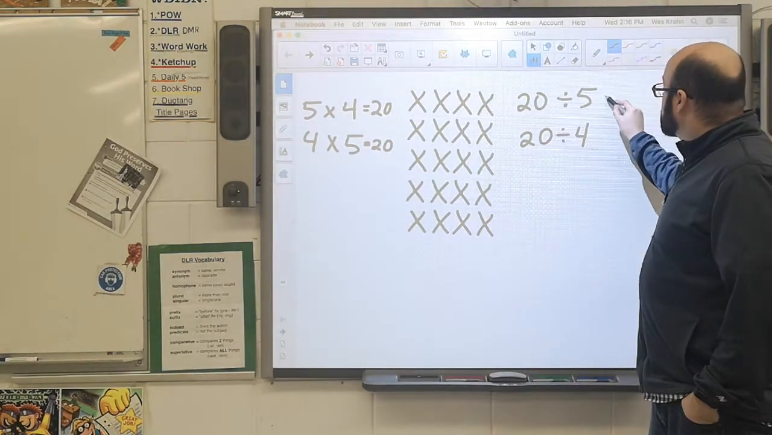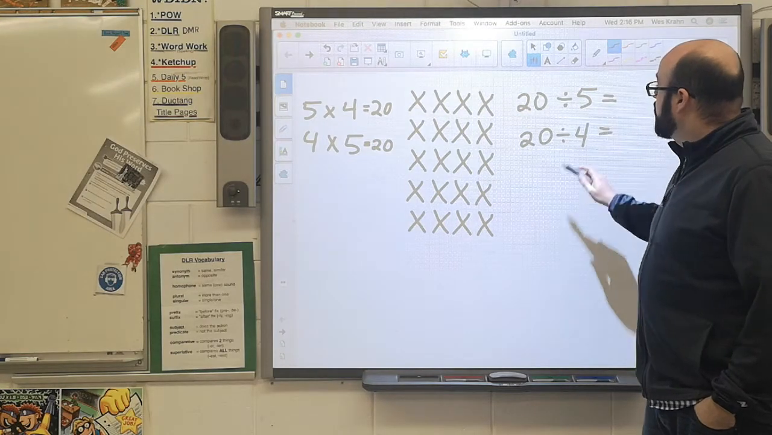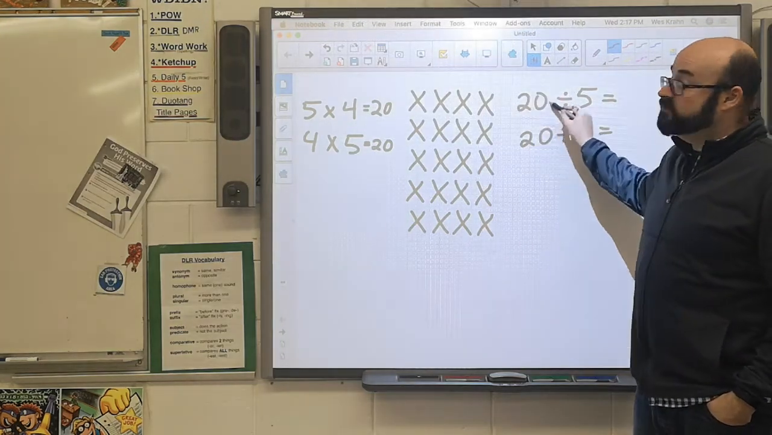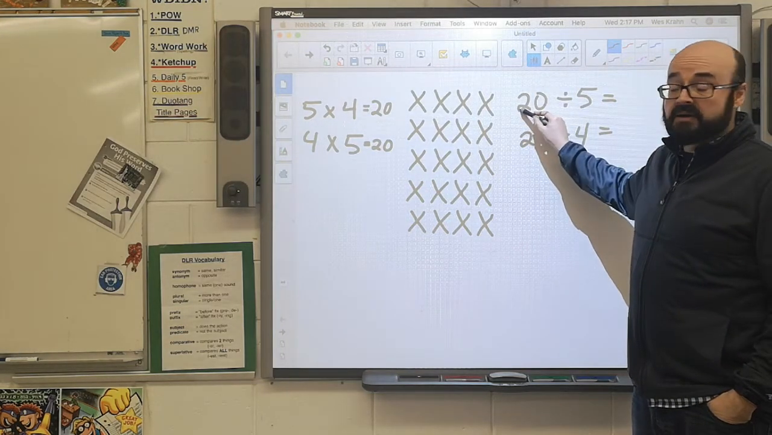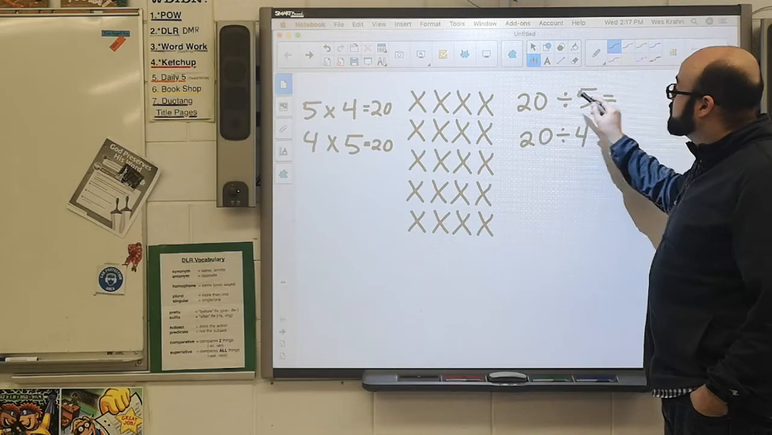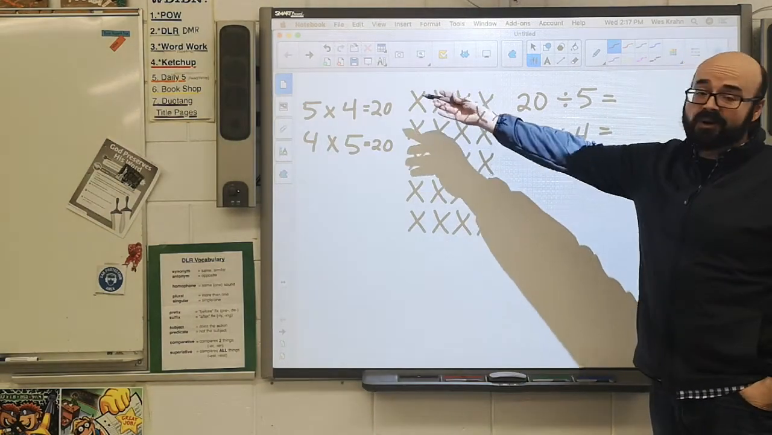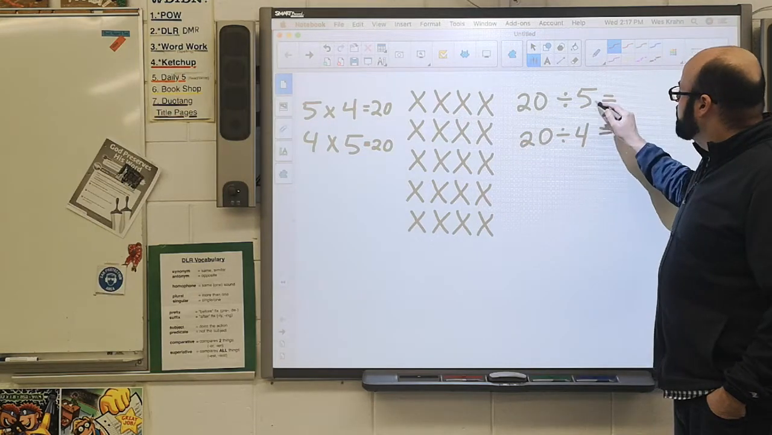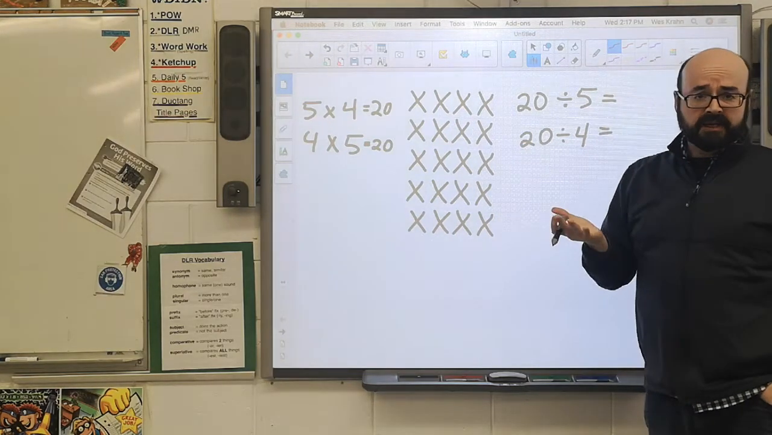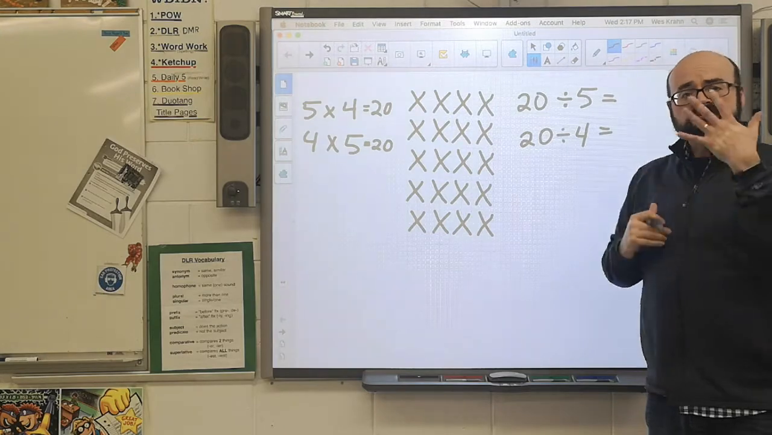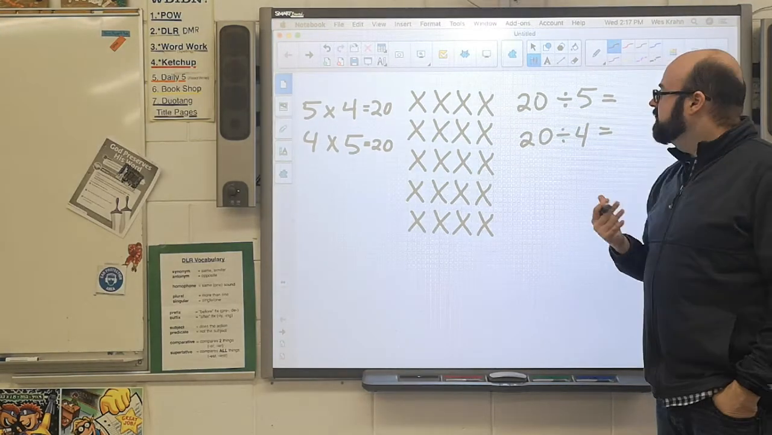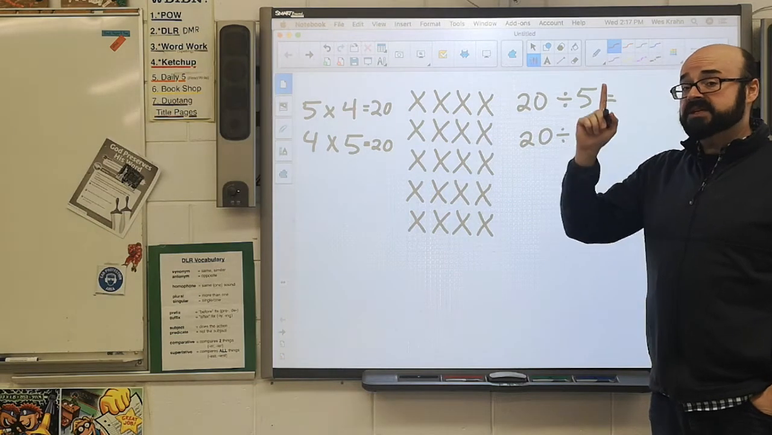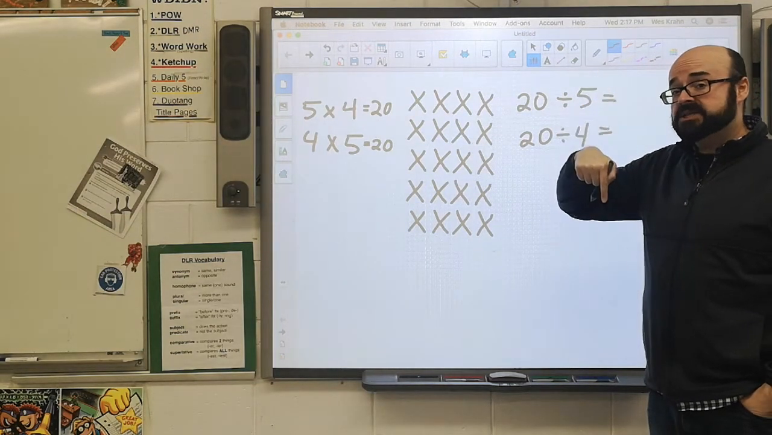So when I do this, all I need to do is figure out this times this should give me this number here. So 5 groups of what gives me 20? Well, we already did the work there, but let's imagine that we don't see that. 5 groups of, I have no idea. So let me always guess 5. And if I guess 5, then I'll know if it's not right, I'll have to guess higher or I'll have to guess lower.